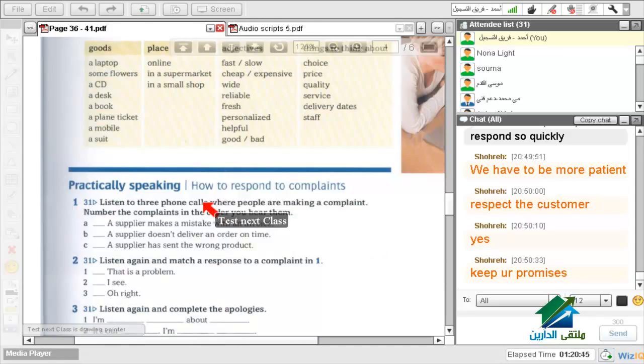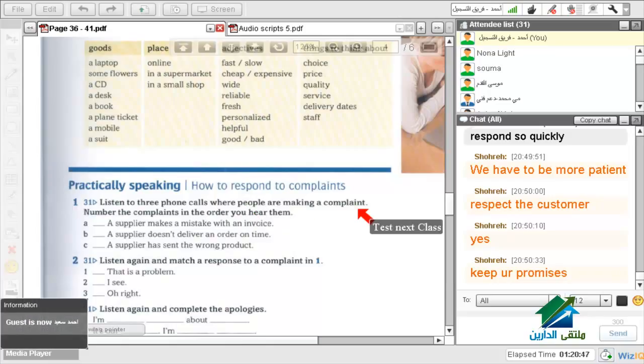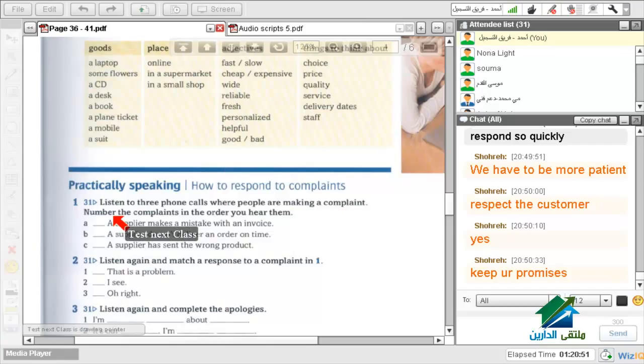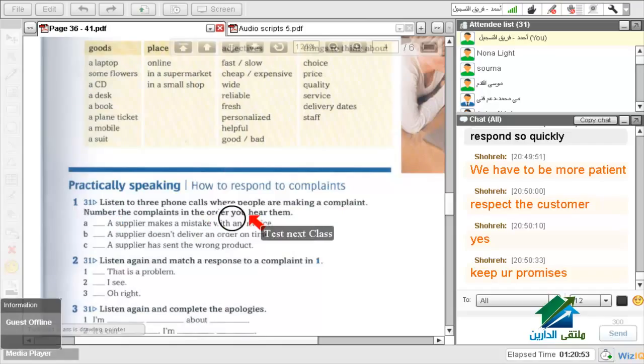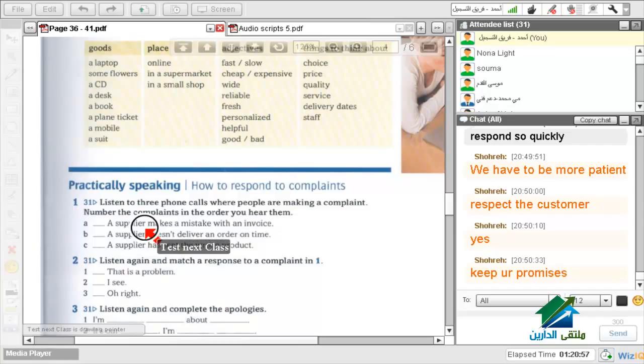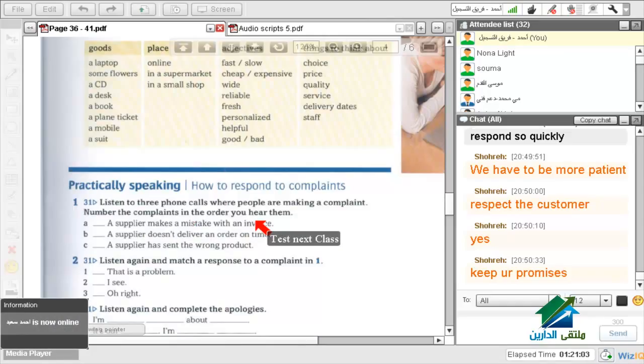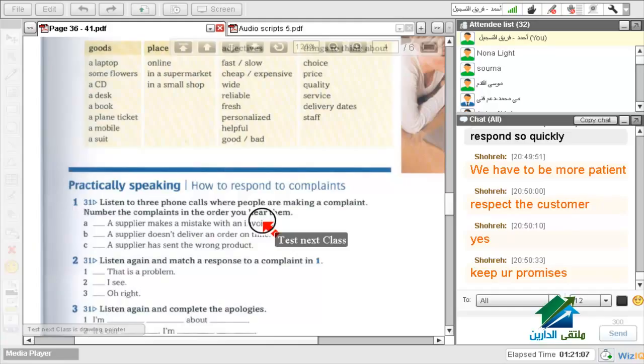Listen to 3 phone calls where people are making a complaint. Number the complaints in the order. We will play the audio. We have 3 different complaints. A supplier makes a mistake with an invoice. What does it mean, invoice? Someone can translate here in Arabic or whatever. Invoice, it's a bill, you can say, like the bill.